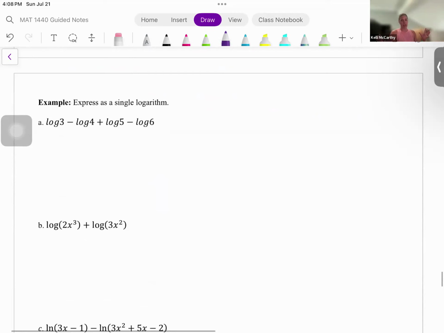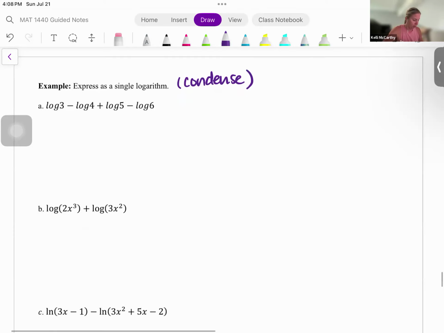Working the other direction, now we're going to take the sum and difference of logarithms and express them as a single logarithm. So here we're trying to condense. Log of 3 minus log of 4 plus log of 5 minus log of 6. I'm going to start by rearranging these terms because I like those terms that are being subtracted to be together. So I've got log of 3 plus log of 5 minus log of 4 minus log of 6.